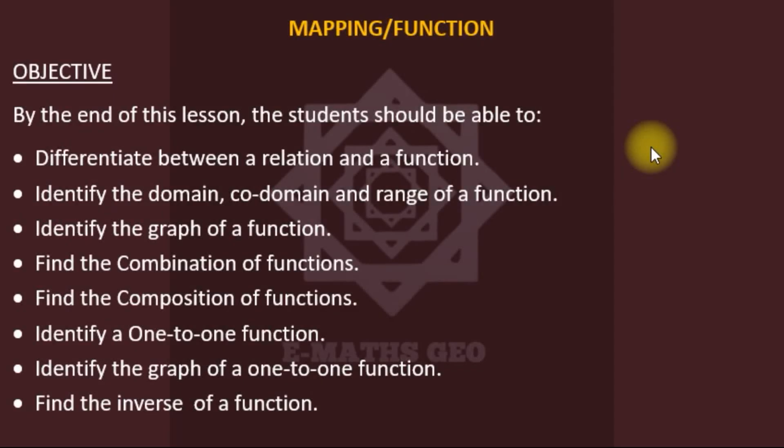The following. We are going to find the relationship that differentiates between a relation and a function. Identify the domain, codomain, and the range of a function. Identify the graph of a function. Find the combination of functions. Find the composition of functions. Identify a one-to-one function. Identify the graph of a one-to-one function. Also, finally, find the inverse of a function.